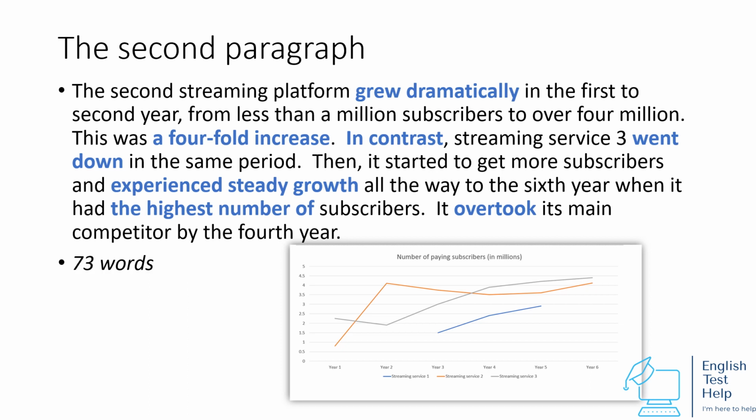Here is the second paragraph. The second streaming platform grew dramatically in the 1st to 2nd year, from less than 1 million subscribers to over 4 million. This was a 4-fold increase. In contrast, streaming service 3 went down in the same period. Then it started to get more subscribers and experienced steady growth all the way to the 6th year when it had the highest number of subscribers. It overtook its main competitor by the 4th year. Notice here I'm using the verb overtook. Remember, in the example sentence, I used the verb surpass.